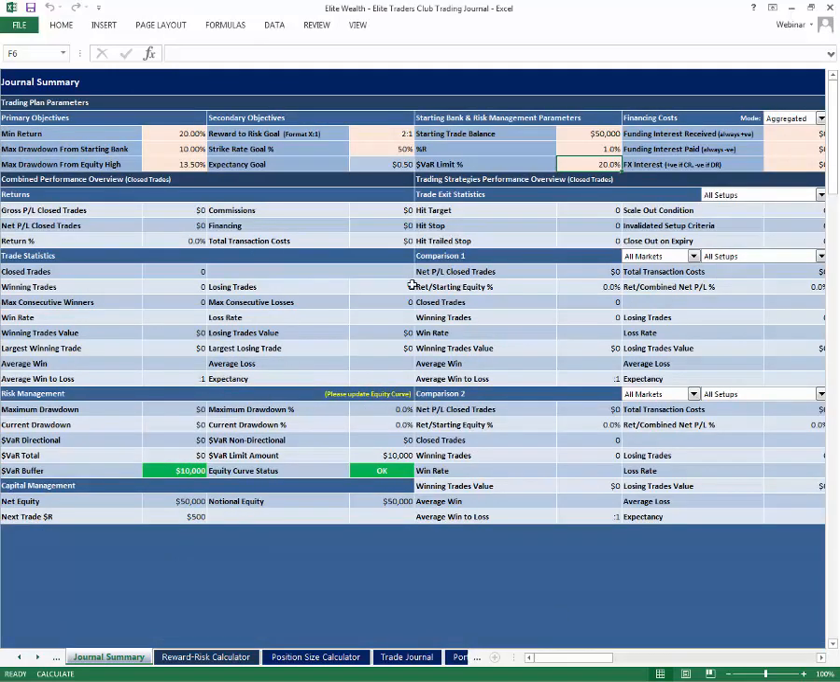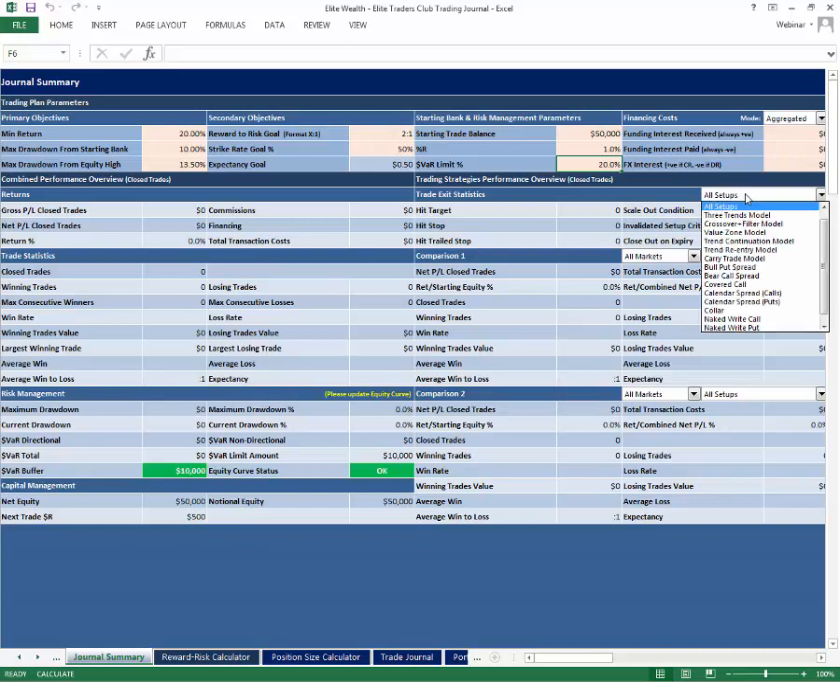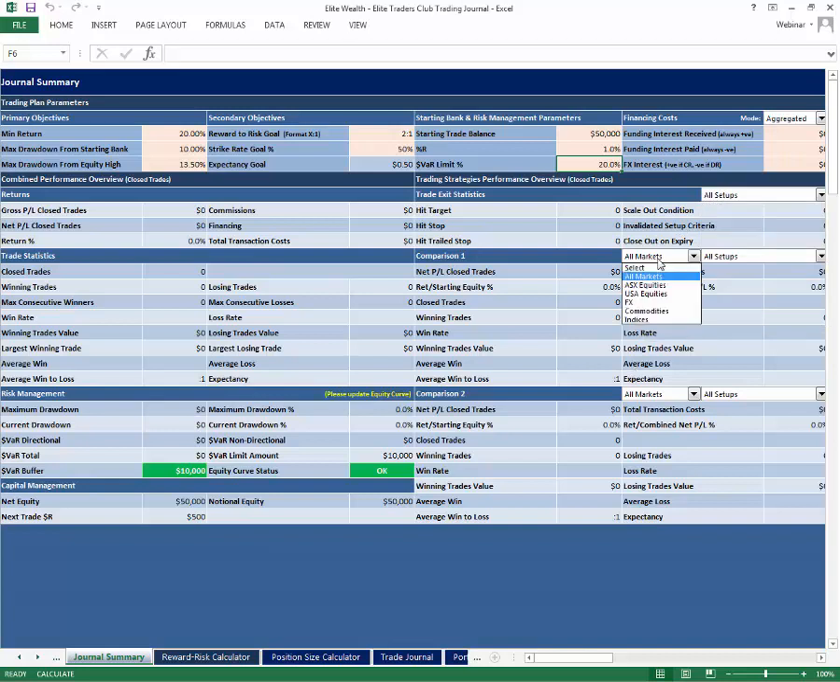Now, the rest of the information on here, all these cells are calculated cells, so you cannot edit or change these. These will all populate once you start closing trades. You can filter them by using these boxes over here. So if you are using several different trading methods, you can get results for each of those trading methods, and you can do the same for various markets.